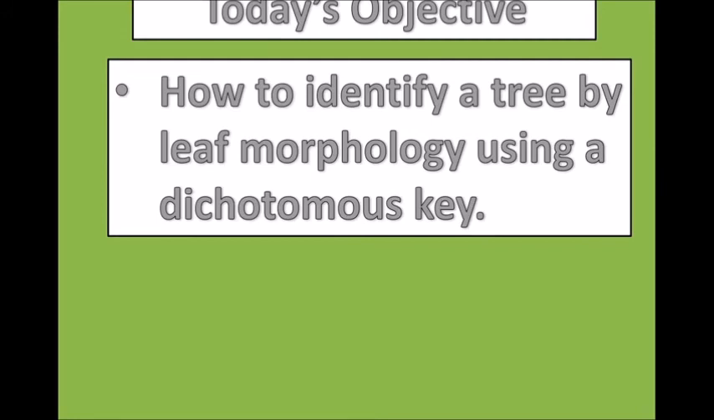By the end of today's lesson, you will be able to identify trees commonly found in the state of Ohio using an online dichotomous key. A dichotomous key asks you specific questions with 1 or 2 answers and will allow you to narrow down the possible trees based on leaf morphology.